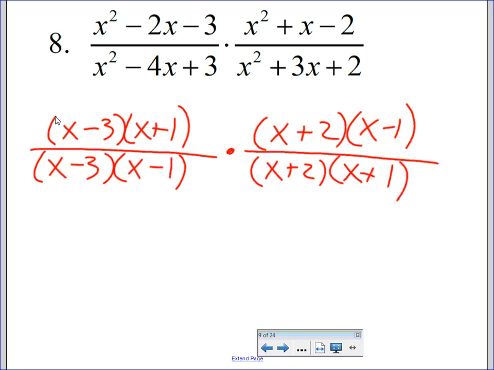And now we get to canceling. x plus 2's cancel, x minus 3's cancel, x minus 1's cancel, and x plus 1's cancel. Everything cancels, so the answer is just 1.